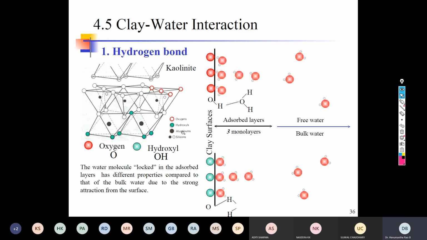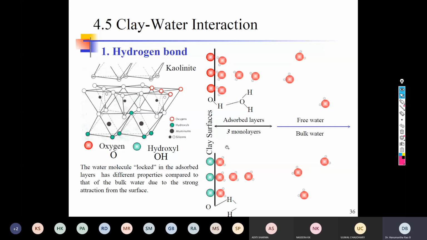Okay, so in case of the clay particle, how does this form? The first thing is the water molecule. If you look at this picture clearly, these are oxygen atoms, these oxygen ions, whatever you call. This is oxygen and this is hydroxyl, and this is the tetrahedral sheet and this is the octahedral sheet. I'm just taking the example of kaolinite, and the same thing is valid for all types of clay minerals. You don't need to do anything. So the water molecule locked in the adsorbed layers has different properties compared to that of bulk water.